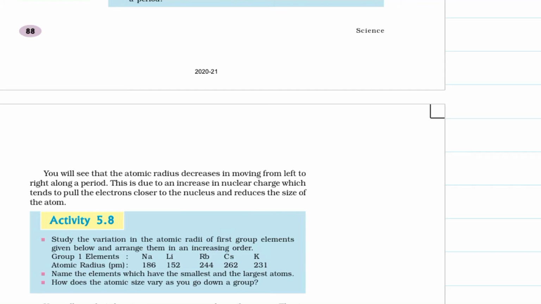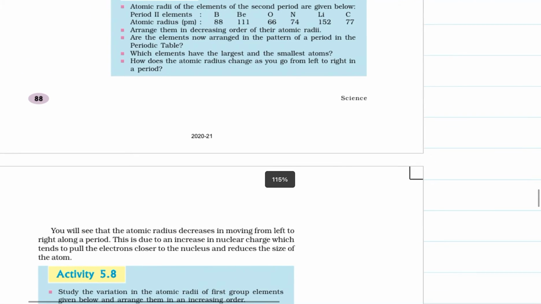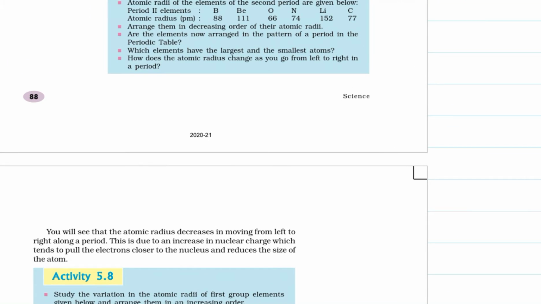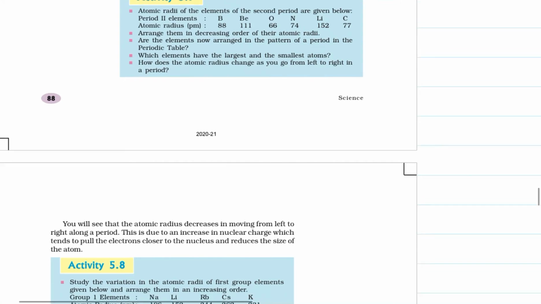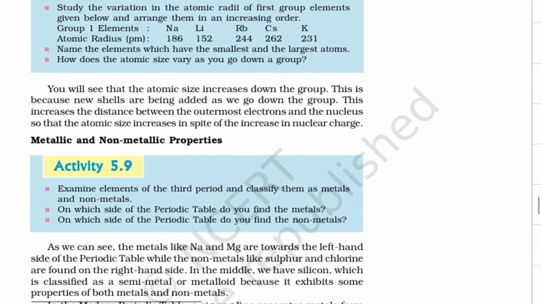This is due to an increase in the nuclear charge, which tends to pull the electron closer to the nucleus and reduces the size of the atom. So if you see, boron has larger and carbon has smaller atomic radius. Study the variations in the atomic radii in the group. If you observe, as you go down the group, the atomic size increases.